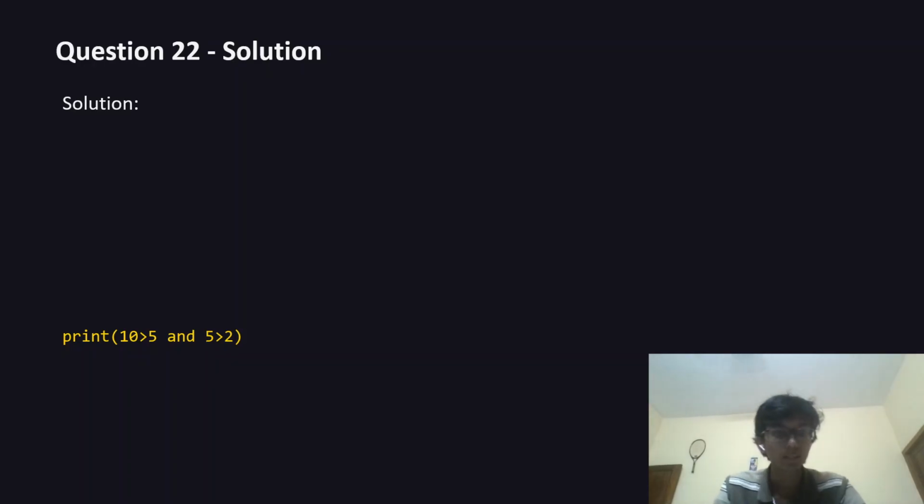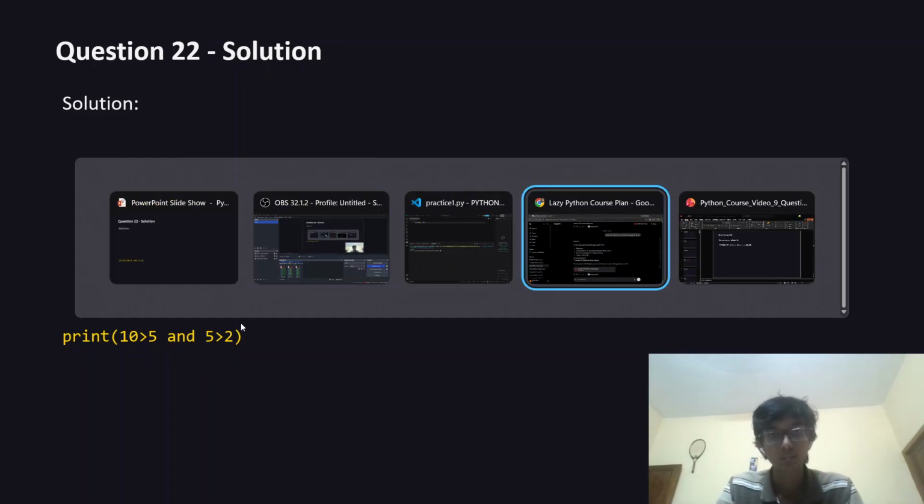Guys, time is complete, so we are going to print this answer. As you all know, AND is an operator that demands both the conditions to be true. So here, it needs both conditions. 10 is greater than 5, the answer is yes. 5 is greater than 2, the answer is yes. Only when both of the conditions are true will it print true, whereas if even a single one is false, it will print false. So we'll just do that, guys.